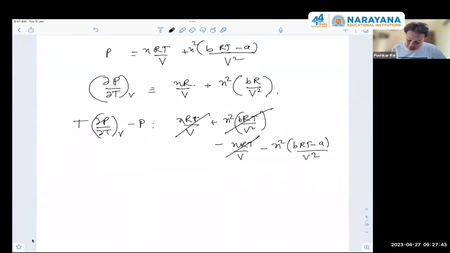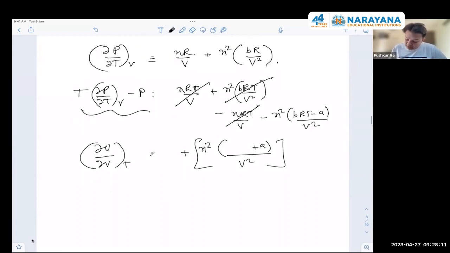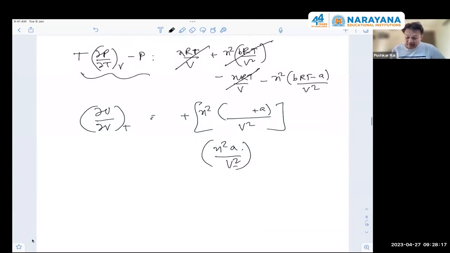So we are left with what? This quantity, which is del U by del V at constant T, becomes what? Minus n square bRT minus a by V square. Even bRT is cancelled. Oh, sorry. And then this minus and minus will become plus then. So this is n square a by V square. Fantastic. That is del U by del V at constant T.